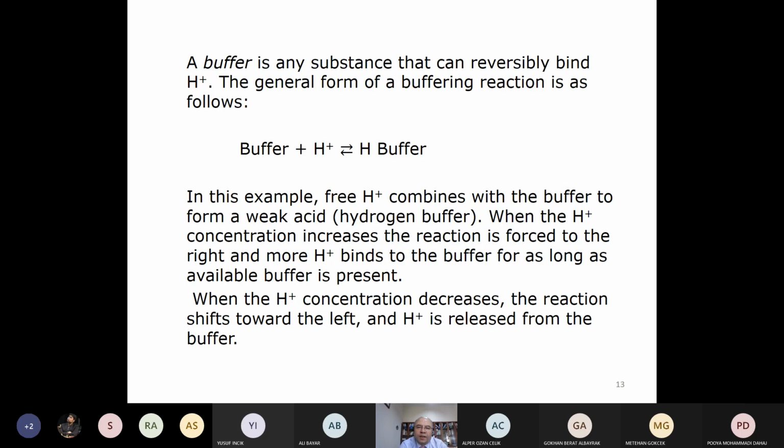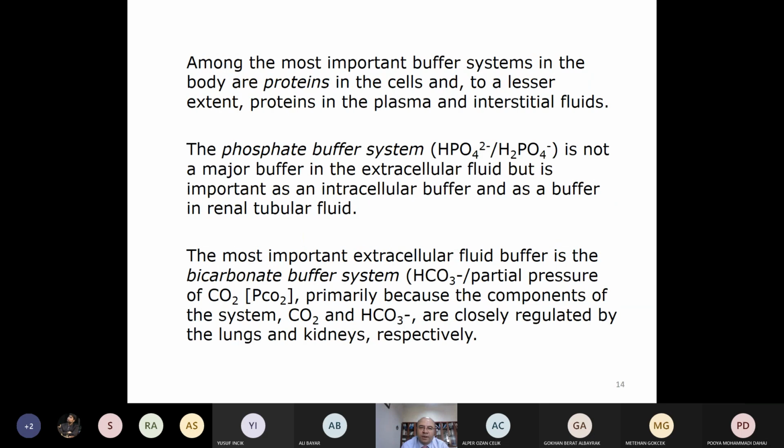The general form of buffering reaction is as follows. Buffer binds with either acid or base and then forms a weak acid, H buffer. In this example, free hydrogen combines with the buffer to form a weak acid, hydrogen buffer. When the hydrogen concentration increases, the reaction is forced to the right side and more hydrogen will bind to the buffer for as long as available buffer is present. When the hydrogen concentration decreases, the reaction shifts toward the left and hydrogen is released from the buffer. So this is how a buffer system works.